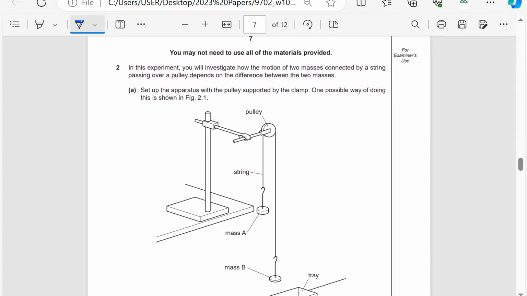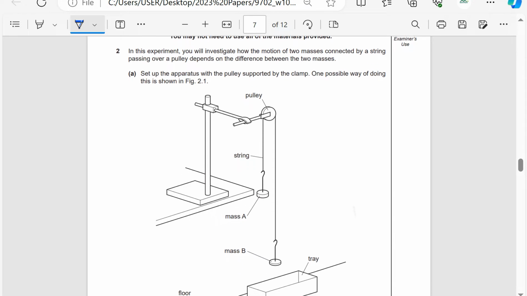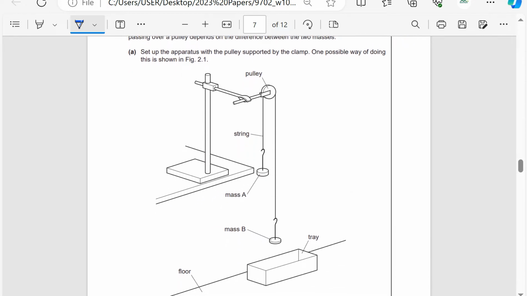Set up the apparatus with the pulley supported by a clamp. One possible way of doing this is shown. Of course, these are simple apparatus to find in the laboratory. As a teacher, you can print the question paper, you can print the confidential instructions from the teacher's support hub, and then carry out this experiment with your students. The pulleys and masses are normally found in the laboratory, and if you follow the confidential instructions, you'll understand what you need to do to set up the apparatus for the students.